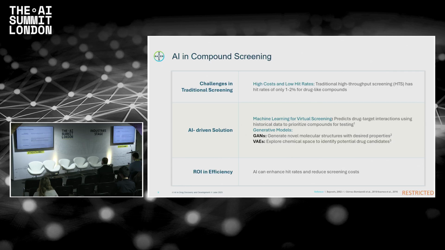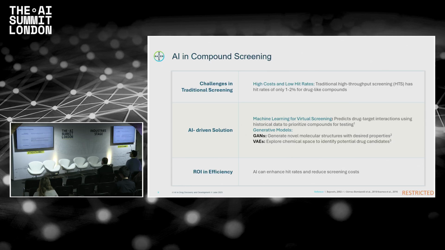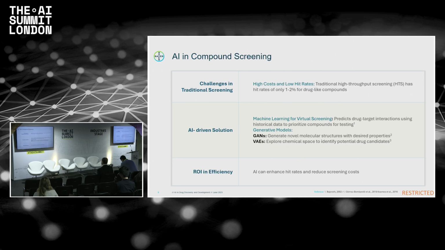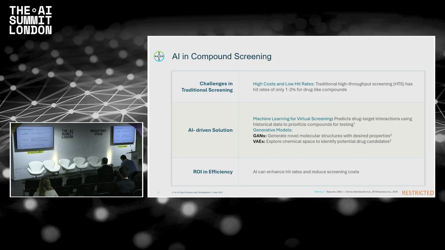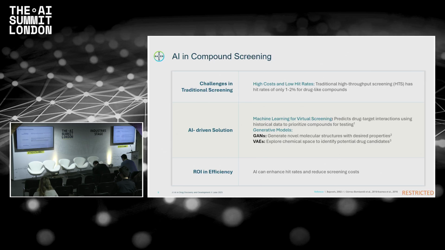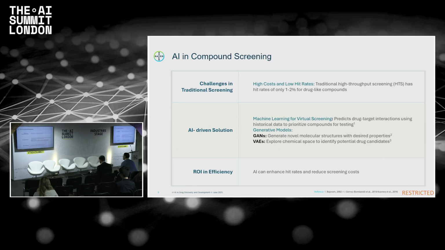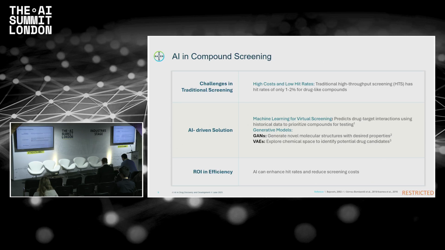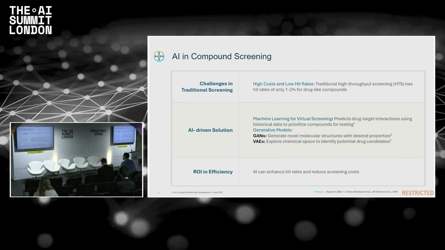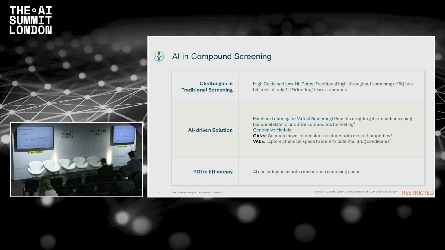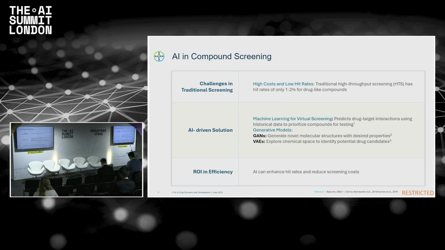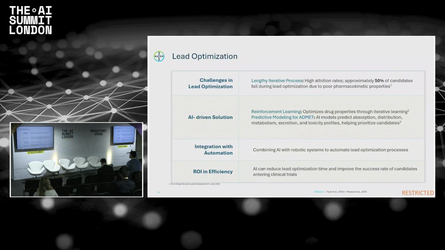Now, machine learning is supporting us in predicting some of the drug target interactions using the data we have collected over time. There are multiple models, GANs and VAEs. They support us in predicting molecular structures and desired properties, and also allow us to explore chemical spaces. So we can see that it is improving the hit rate and also reducing the cost. This is one of the core areas AI is impacting.